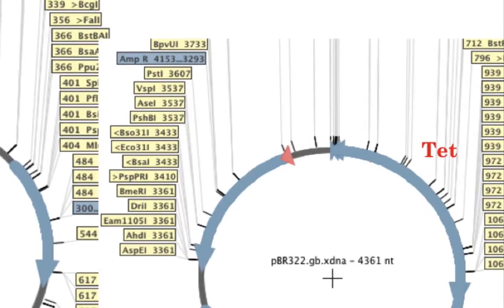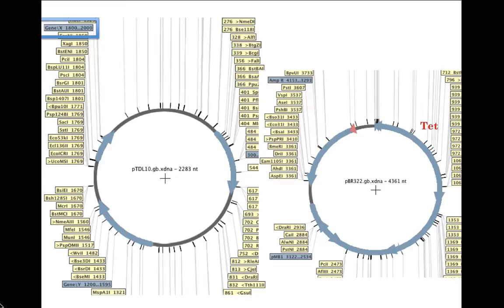This vector contains a gene for tetracycline resistance, or TET. The TET gene contains a multiple cloning site in which we can easily subclone our gene X. This will disrupt the tetracycline resistance gene and help us identify our clone. So let's see how to do it with Serial Cloner.